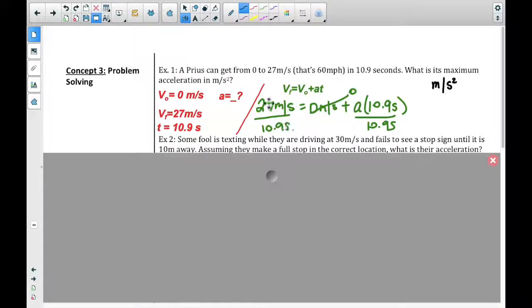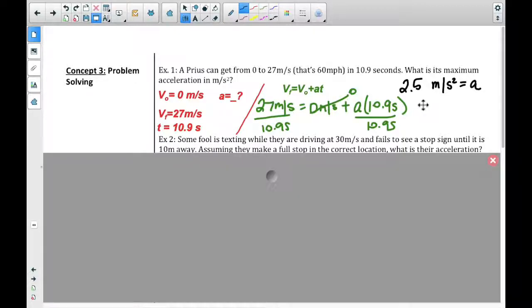And then I need to go to my calculator and divide this out. When I do that, I get something like 2.489. I'm going to go ahead and round that to 2.5 because that would be the significant digits. And so I get that is equal to a. In other words, my acceleration is 2.5 meters per second squared.